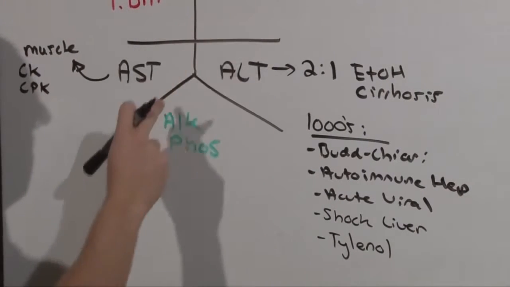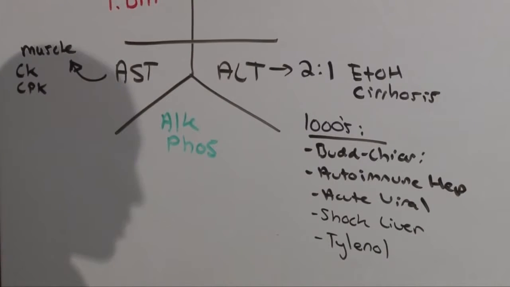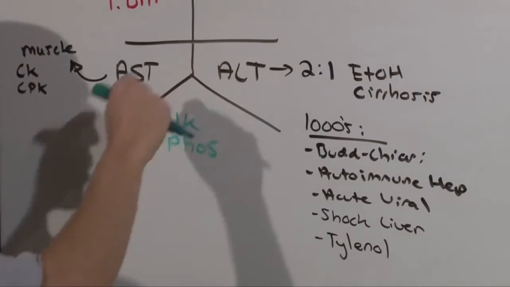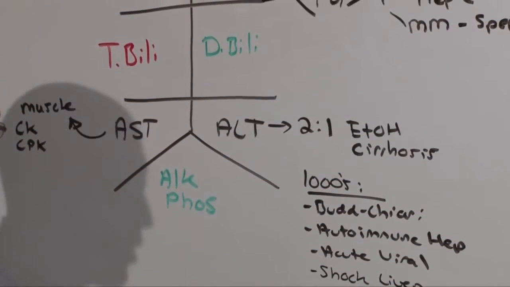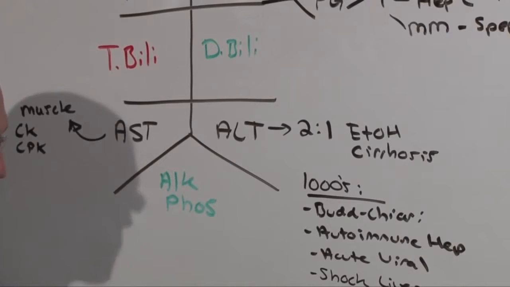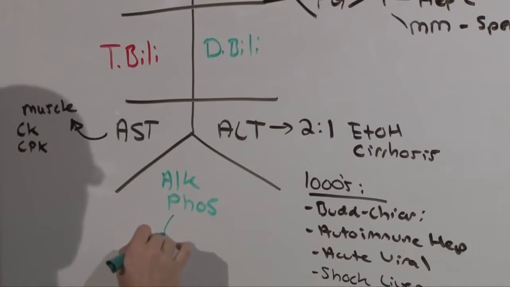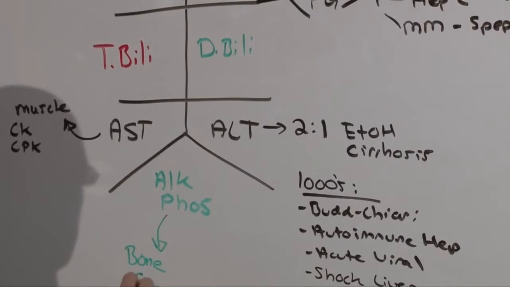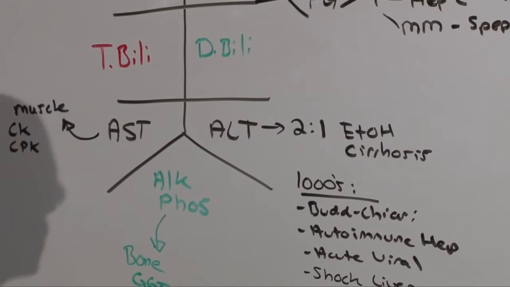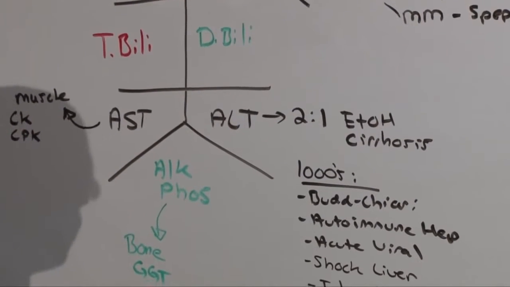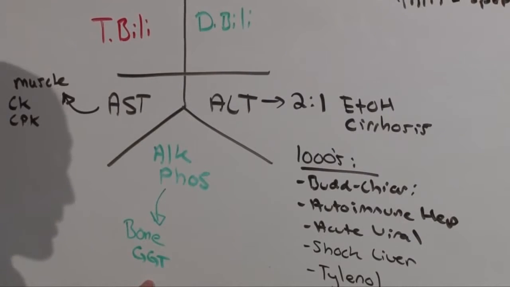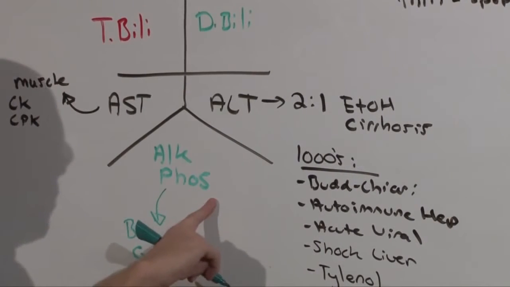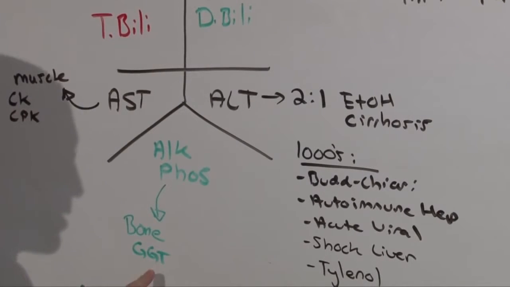In green are going to be the things that involve the biliary tree. There's not much else that causes an elevation in the direct bilirubin, that is the conjugated bilirubin, other than biliary tree pathology. Alk phos, however, can come from bone, and you assess whether or not it's coming from bone by getting a GGT. The GGT is specific for biliary tree, so if you have an elevated alk phos and not elevated GGT, that's bone. If you have an elevated alk phos and an elevated GGT, that's biliary tree.